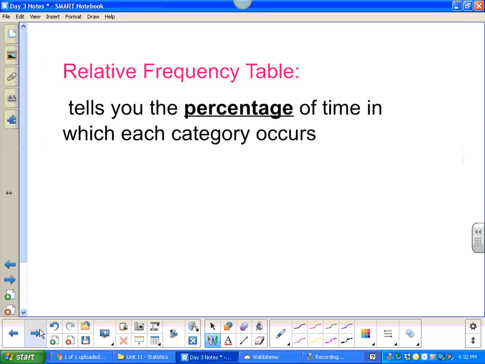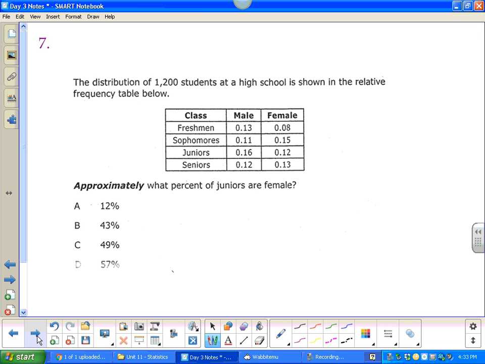A relative frequency table tells you the percentage of time in which each category occurs. So when you look at these numbers, these are not people. It says a distribution of 1,200 students at a high school is shown in the relative frequency table below. This does not mean that there are 13 male freshmen. It means that 13% of the school are male freshmen.